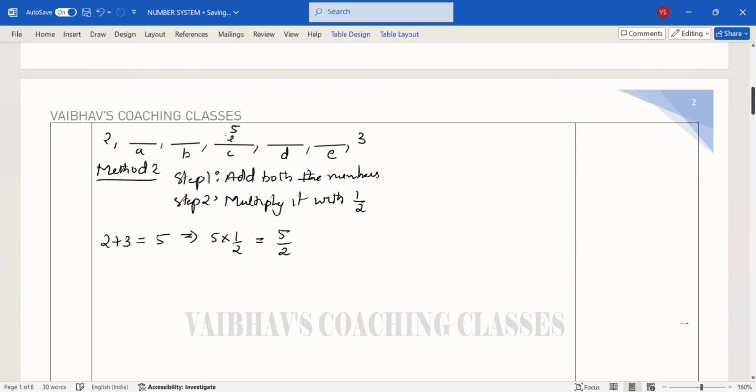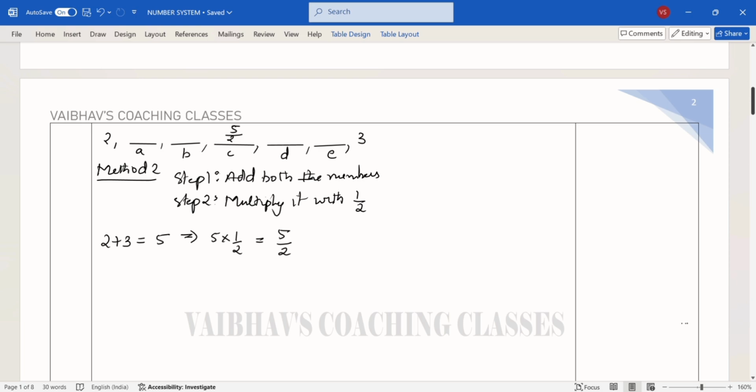It's not mandatory that you should write only in position C. You can write this in any of these positions like A, B, C, D, E. It's up to you. You can write it anywhere. I prefer writing it in this C. Okay. So now between 2 and 5 by 2, again we need two numbers between these two terms.